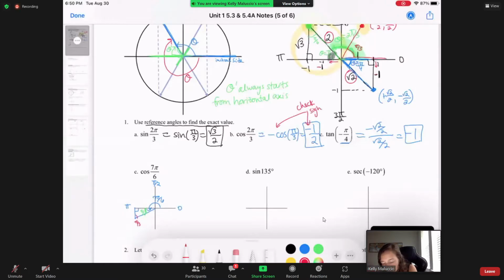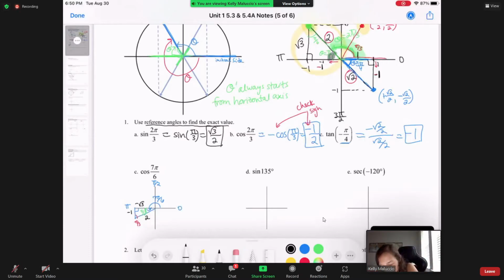Okay, so I want to label this triangle. I'm going to label the opposite of pi over 6. That's going to be a 1, but in this case it's negative just because of where it is on the X and Y axis. And then the hypotenuse is 2, and the adjacent side is square root of 3, but again this is negative because of where I am, think of this as just an XY axis also.